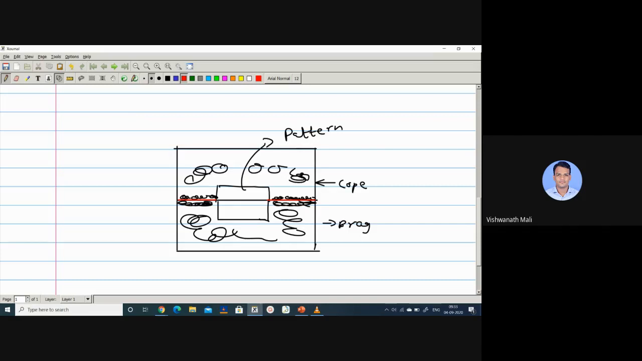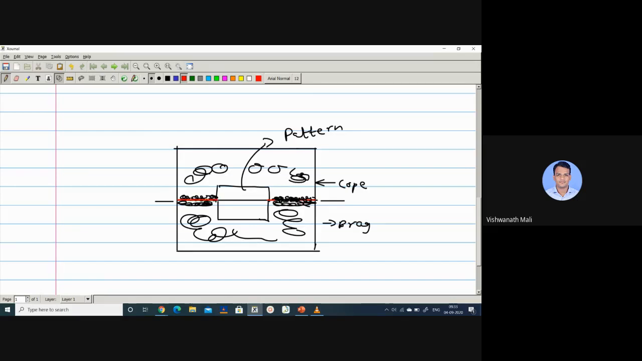So why do we pour parting sand? If we do not pour it, what will happen? Whatever sand is in cope and drag will get joined, and it is difficult to remove the pattern after preparing the cavity. The sand in between cope and drag will adhere and get attached. So to avoid that, we pour the parting sand.